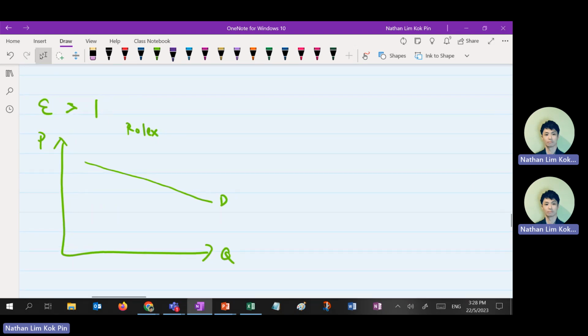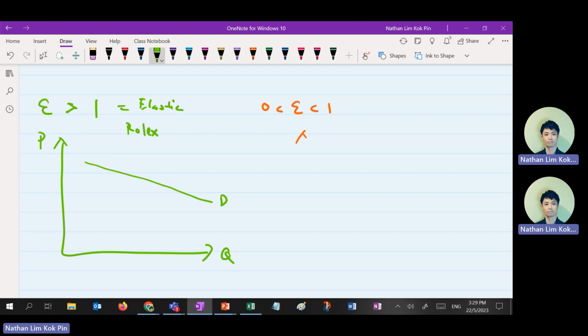The last one, not very good, is inelastic. Let me use an orange color to represent. Not very good. It is less than 1, greater than 0. Oh, this one is elastic, forgot to write. This is equals to elastic.